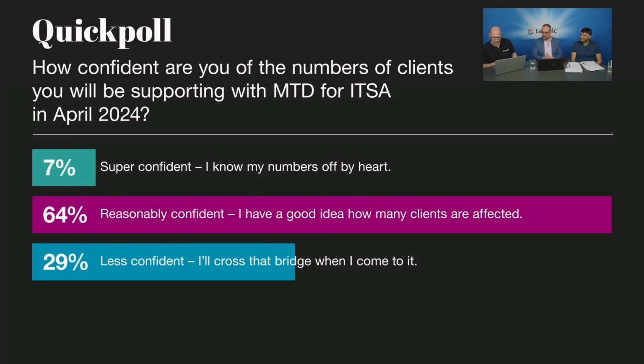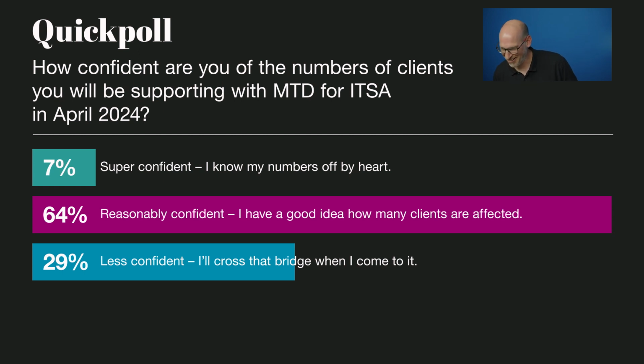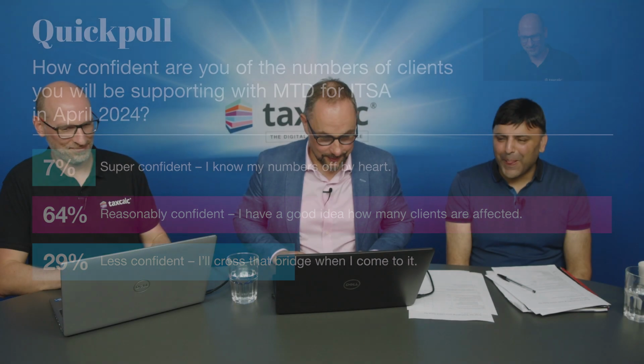Just looking at the poll results there, I can see that a large proportion are reasonably confident that they've got a good idea. I would challenge anybody on here that's reasonably confident to go run those numbers and just play that game and see how accurate you were. Around 30% are less confident, they'll cross the bridge when they come to it. They should certainly be running numbers. And 7% are super confident, they know their numbers off by heart. Well done. That's a ballsy claim.